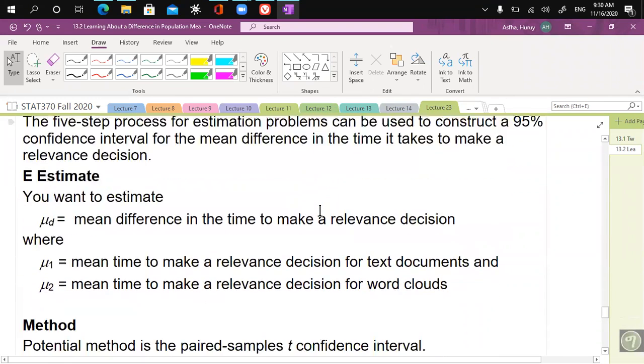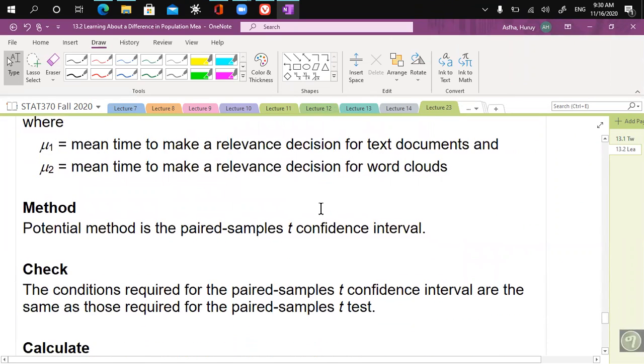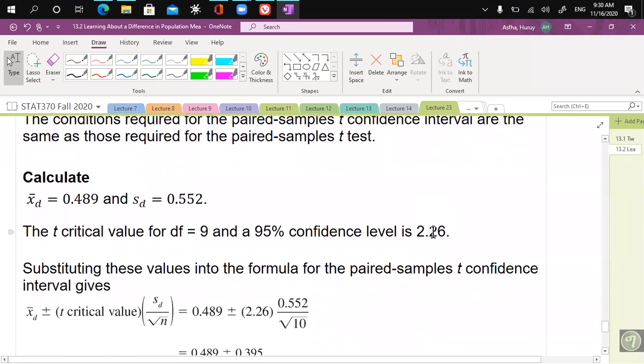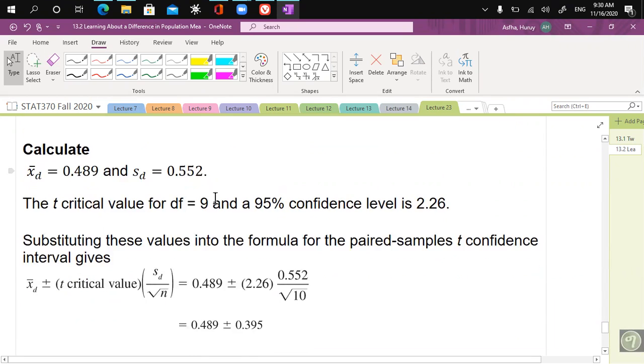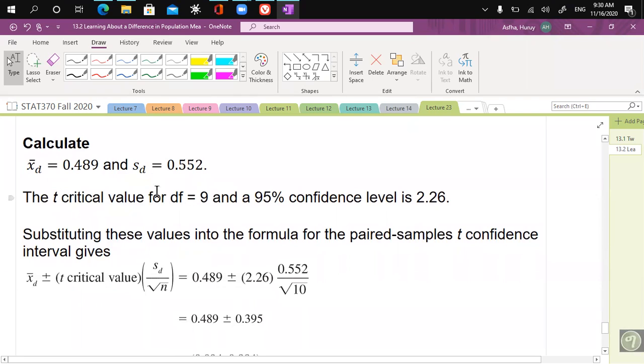The method here is the paired sample t confidence interval. That's what we are going to use. So I will just jump straight to the calculation. The t critical value for degrees of freedom 9 and a 95% confidence level, we are trying to construct a 95% confidence interval for the mean difference. So the t critical value, how do we find this value?